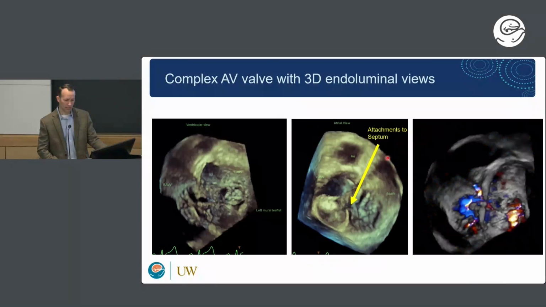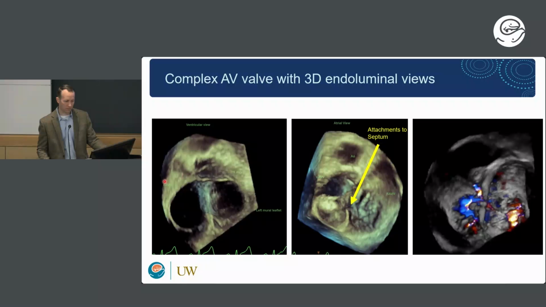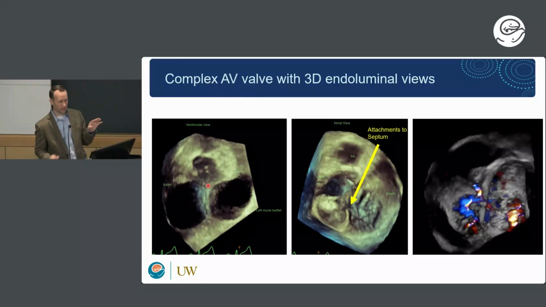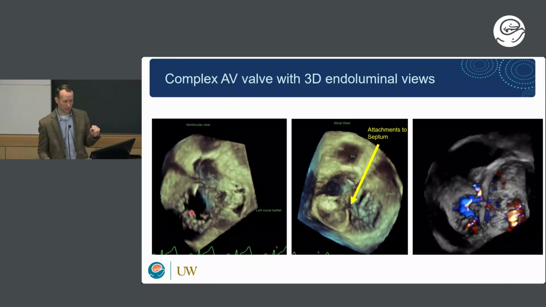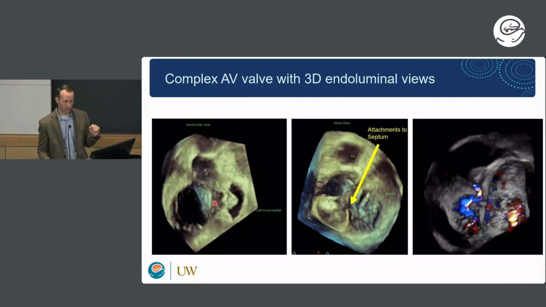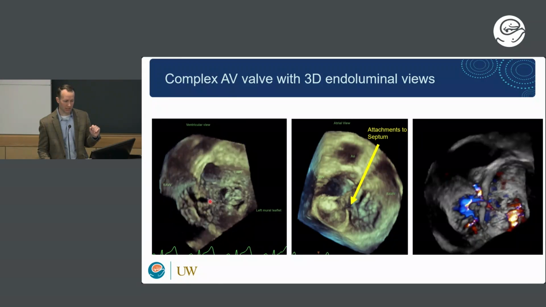So there's lots of things going on in this picture that are a little bit hard to sort through with 2D imaging. But with 3D imaging, this is actually from the ventricles looking up at the valve, and here's the aorta. So this is the left side of the valve, this is the right side of the valve, and you can actually get a better feel that the middle of the valve is a little bit separated.